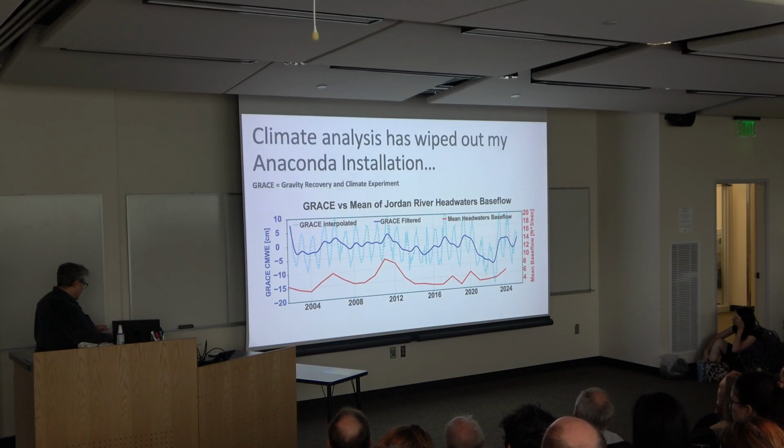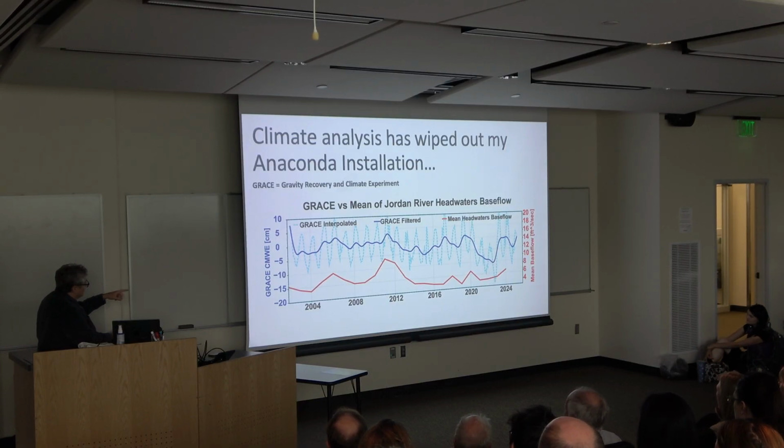Here we're showing the satellite gravity observations of water storage in the Jordan River basin, and we're comparing it to base flow that reporter Paul Brooks gave to me so that I can compare. And if you look at the long-term trends, well, it's pretty sad because groundwater is going down. But one of the good news is that it is tracking with the base flow.